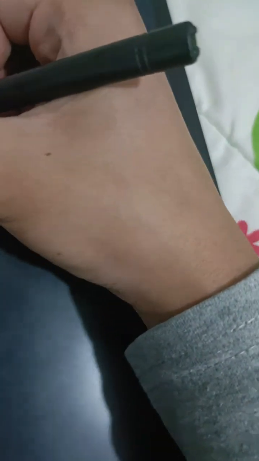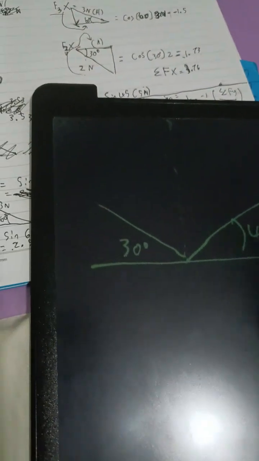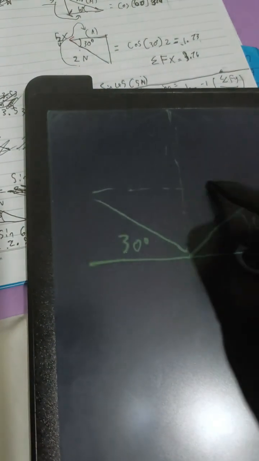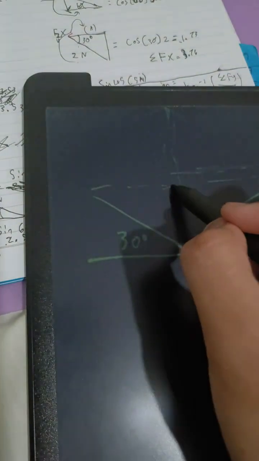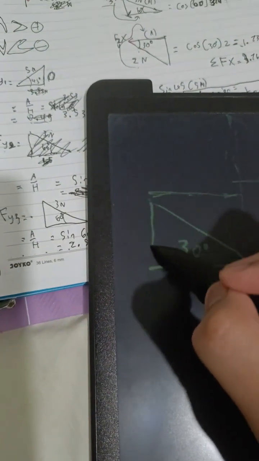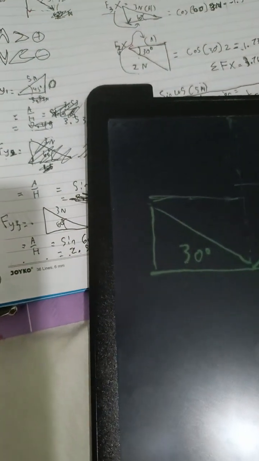Split the line at the middle, because that's the question. 45 degrees and 30 degrees. Now turn this to a right angle triangle. Oh wait, yes, there we go. Add a square, add a square.